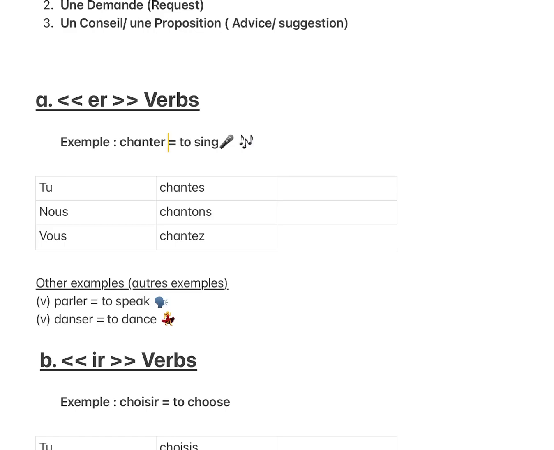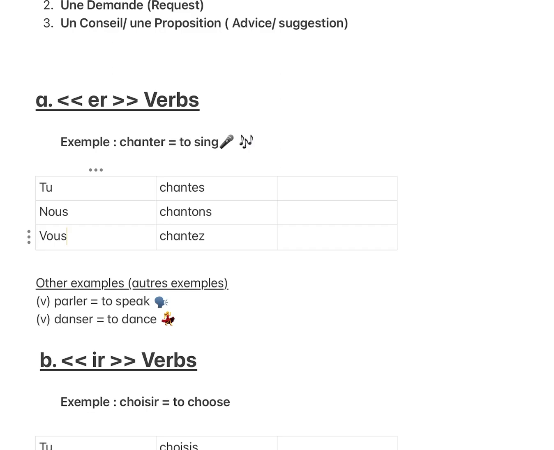Chanter means to sing. Now, for the imperative form, we require three subject pronouns, that is tu, nous and vous. Tu is the informal you. Nous means we. And vous is the formal you or you all, that is in the plural form.